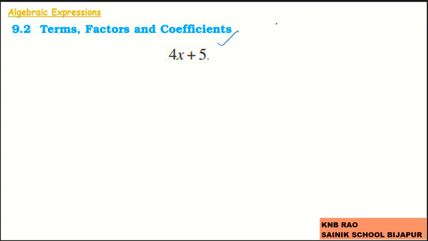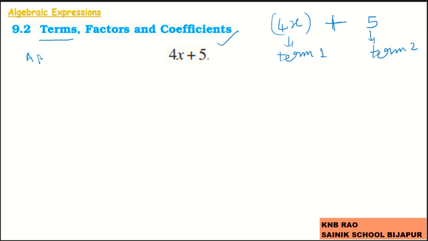Here I have 4x and 5, which both are combined by means of a plus sign. Remember children, this 4x is one term, let's say term 1, and this 5 alone is term 2. These term 1 and term 2 are combined by means of a plus sign. A term is a part of an algebraic expression.